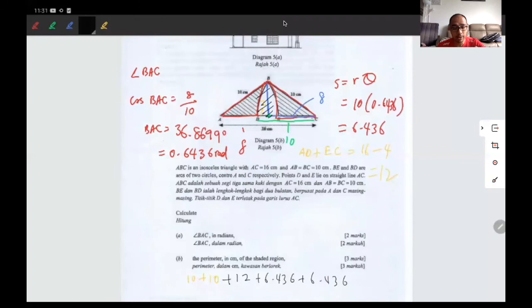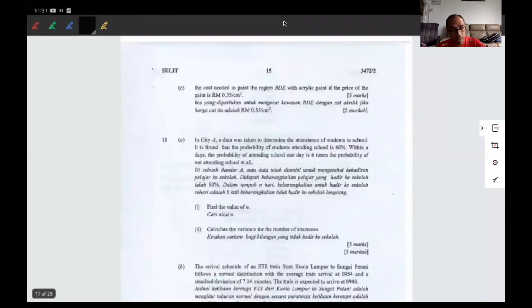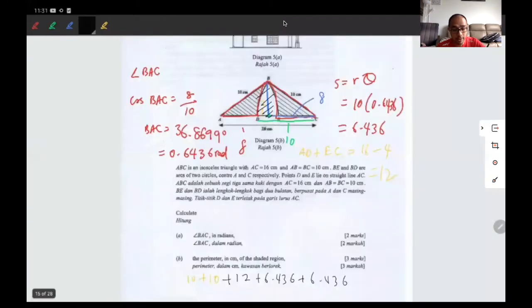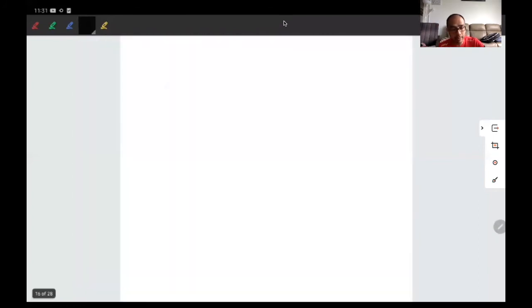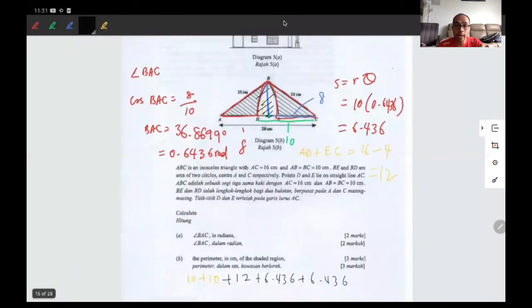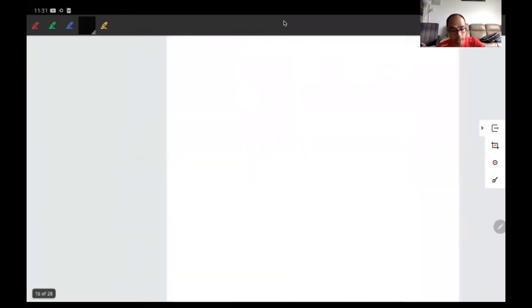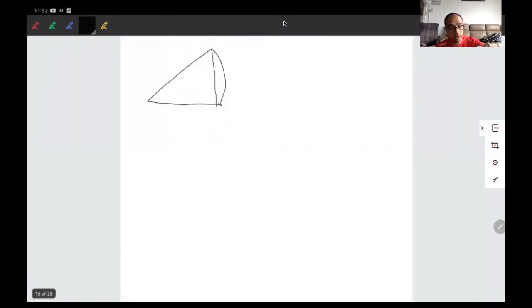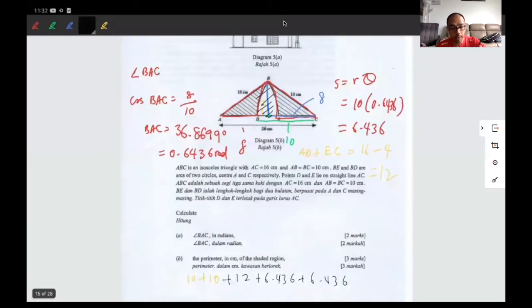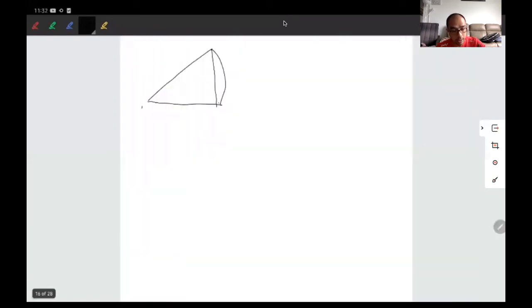So let's think about this. How do I find this? Let's say I take this one. Because I want DE, so I just do one time and then I will get the second time already lah. So we get like this. A, D, E. So this is A, this is D, this is E, and this is B. So I want to find out how much this is.